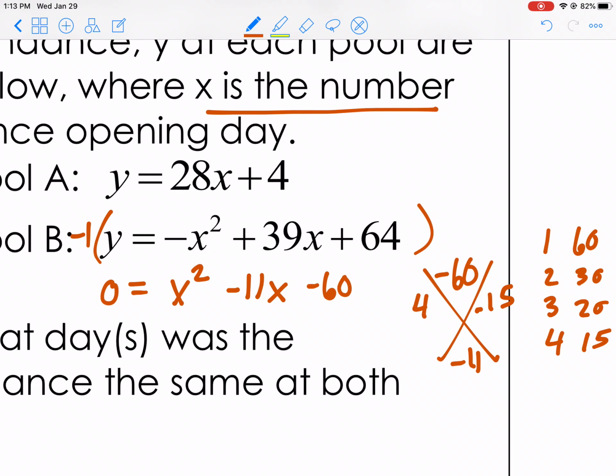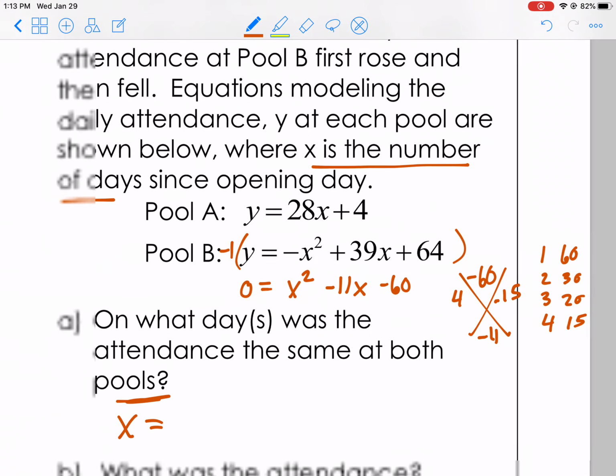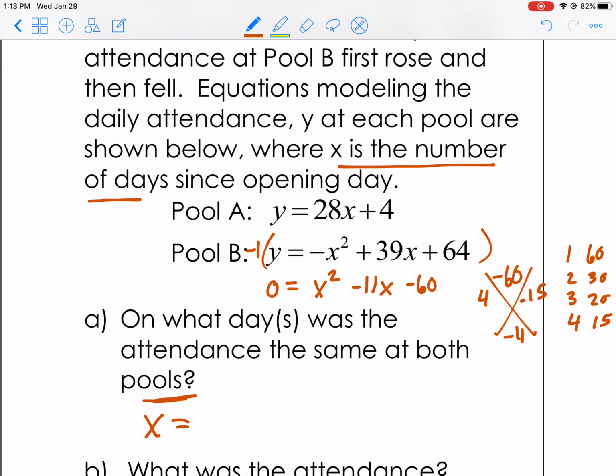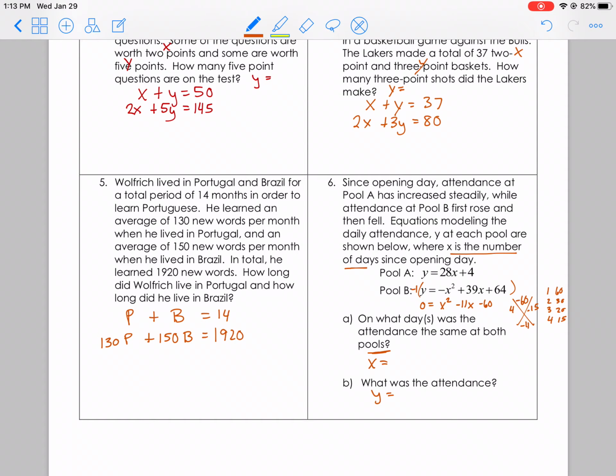If you get an answer that's negative, it doesn't make sense, right? That would be going backward in time since opening day, which wouldn't fit the story. So ignore the negative answer. Just go with the positive one. Okay, that should be enough to help you have success on this assignment.